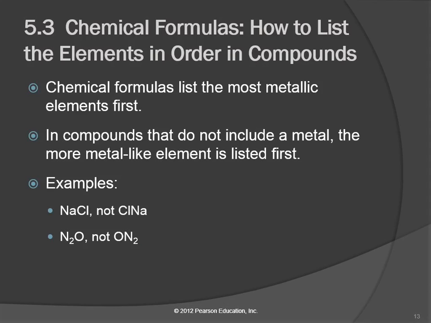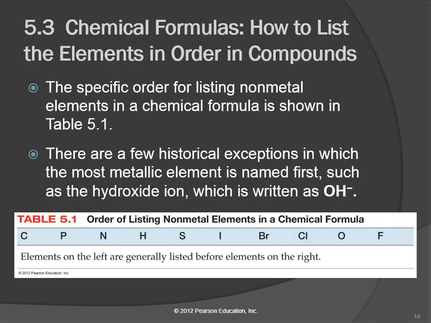If we find nitrogen and oxygen on the periodic table, they are both nonmetals. But which one is to the left? The nitrogen. So we would list the nitrogen first and then the oxygen. There are exceptions to this, but this is the general rule. This is a list from your book showing you the order of listing for the nonmetal elements.